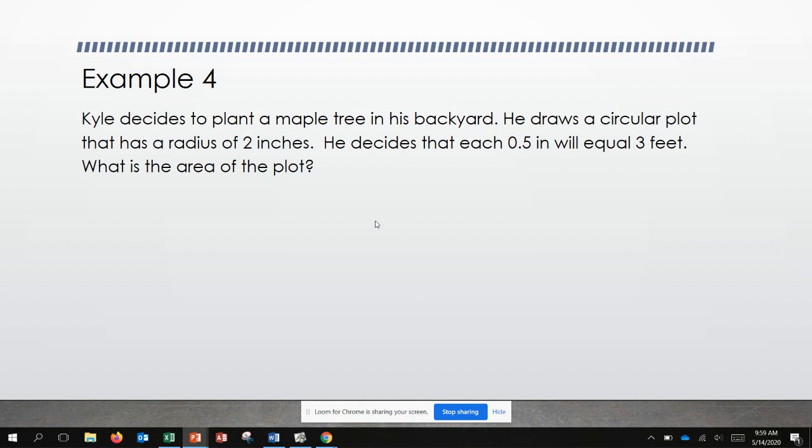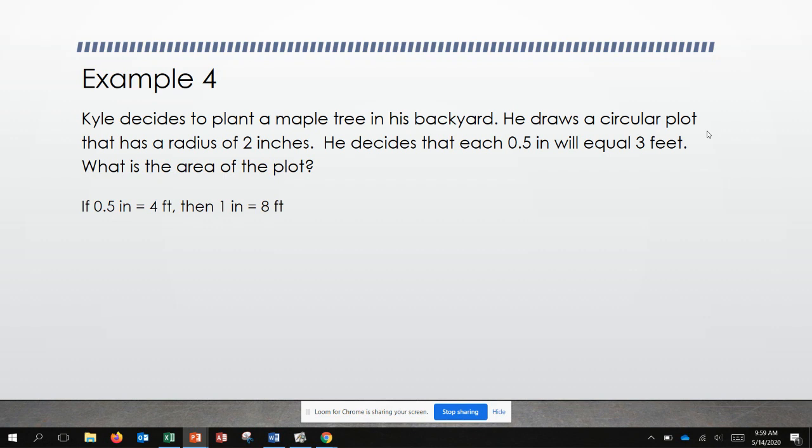Lastly, we can also do it with circles. So Kyle decides to plant a maple tree in his backyard. He draws a circular plot that has a radius of 2 inches. He decides that each 0.5 inch will equal 3 feet. What is the area of the plot? Well, the first thing we need to do is convert this to be 1 inch. Well, again, how do we get 0.5 to be 1? We multiply by 2. So if we multiply our 0.5 by 2, we have to multiply our 3 by 2.